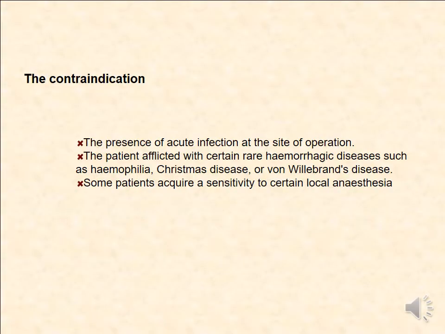The contraindications of local anesthesia: first, the presence of acute infection at the site of operation. Second, the patient afflicted with certain rare hemorrhagic diseases such as hemophilia, Christmas disease, or von Willebrand disease. And lastly, some patients have hypersensitivity to certain local anesthesia, so we cannot use this type of local anesthesia.